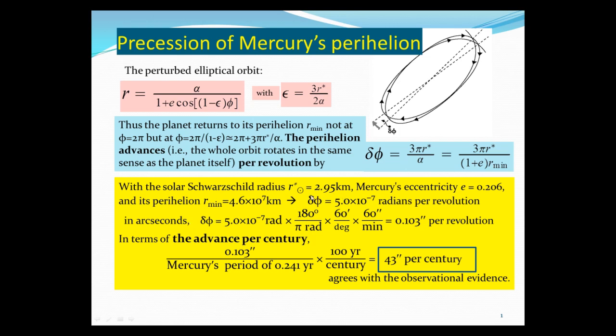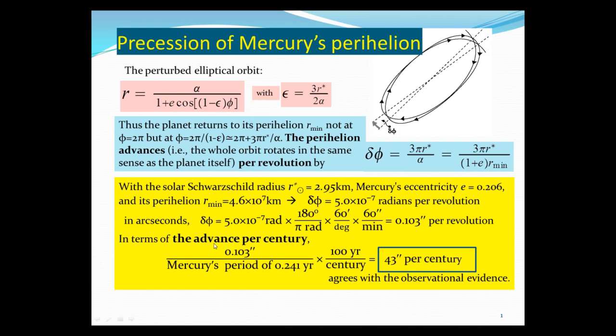Now, if you convert this result into arc seconds per century, we'll do this. First of all, to change radians into arc seconds, pi radian is equal to 180 degrees, so I multiply by 180 degrees divided by pi, and then 1 degree is equal to 60 arc minutes, and 1 arc minute is equal to 60 arc seconds. We put all these factors in. The degrees cancel, the minutes cancel, the radians cancel, so what is left is only the arc second, and you multiply this factor out. You get about 1/10 of an arc second per revolution, just a tiny little advance.